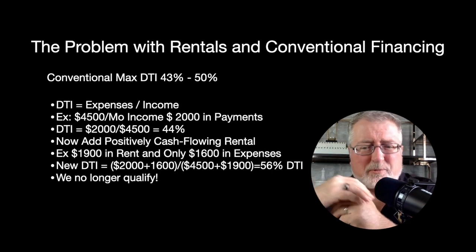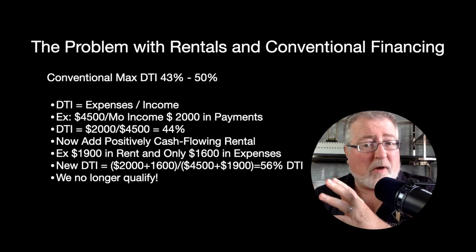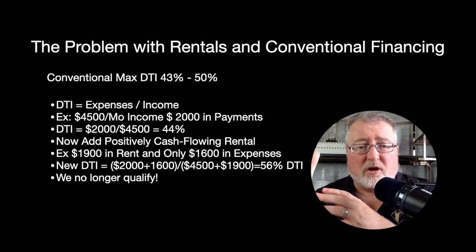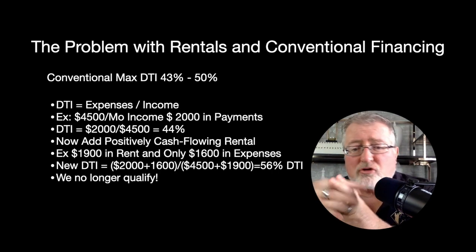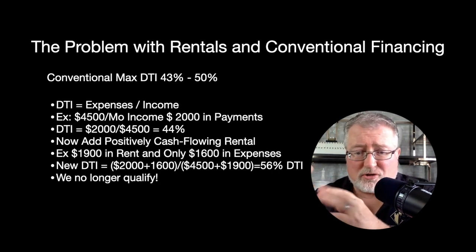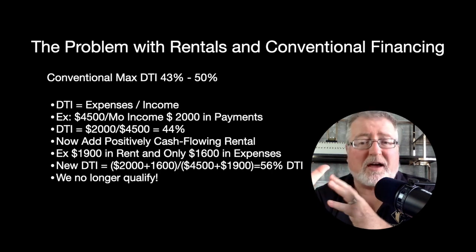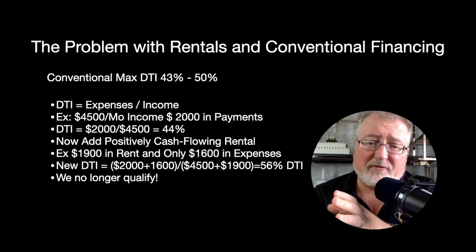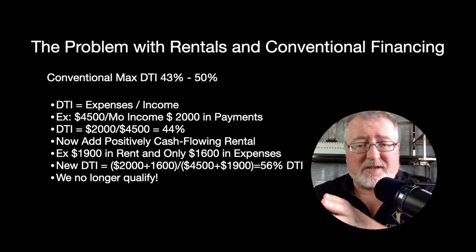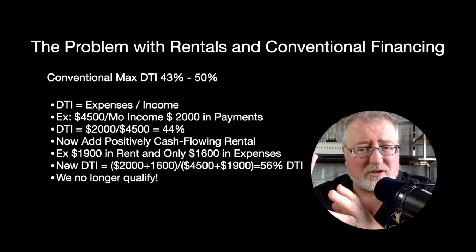But let's do an example to illustrate my point of why it's really difficult to scale with a conventional loan. So let's say you make $4,500 a month, and let's say your total payments, mortgage, taxes, insurance, car payments, all that fun stuff, are $2,000 a month. If you divide 2,000 by 4,500, you get a 44% debt to income ratio. And that's something that you can usually get done.